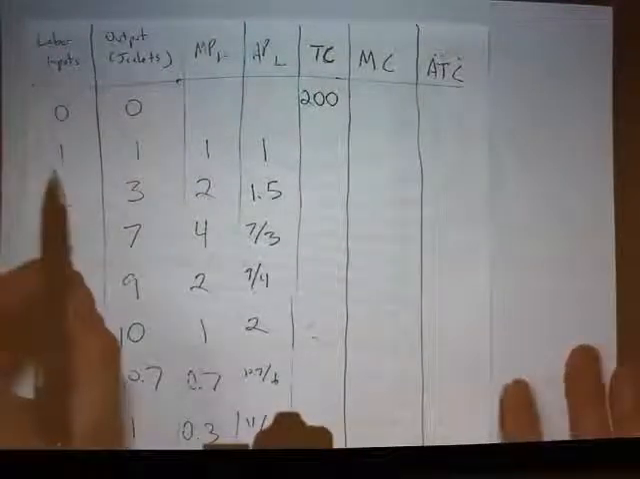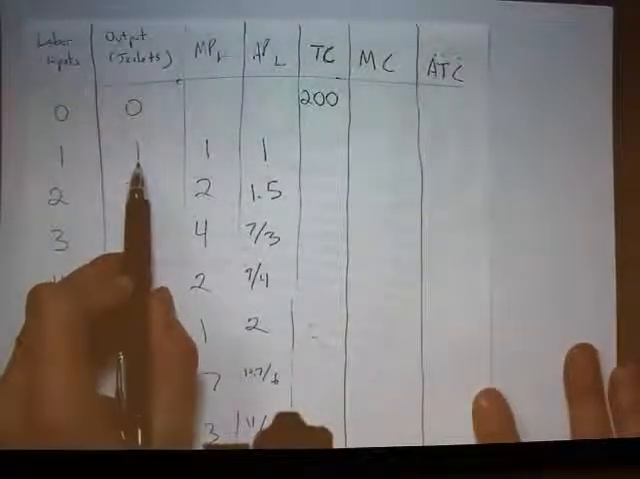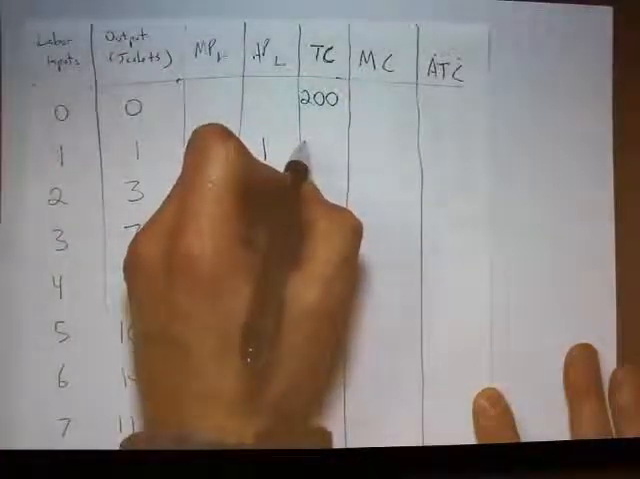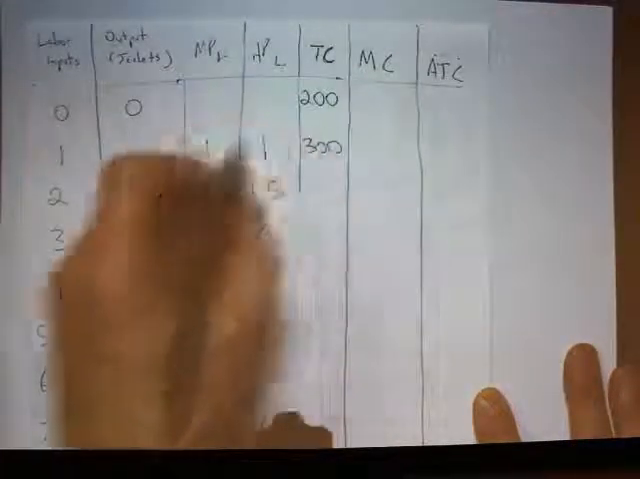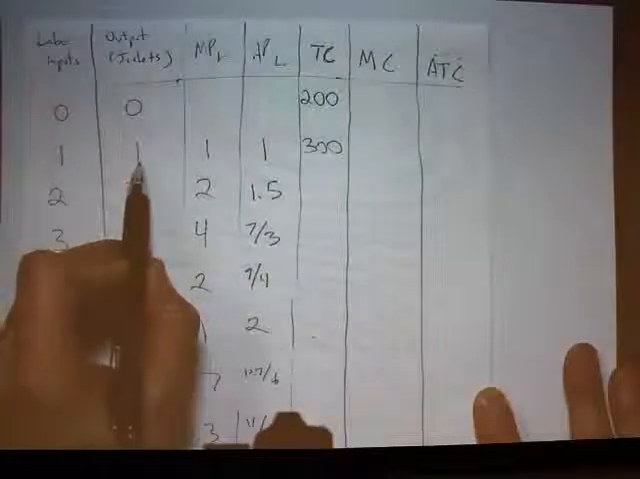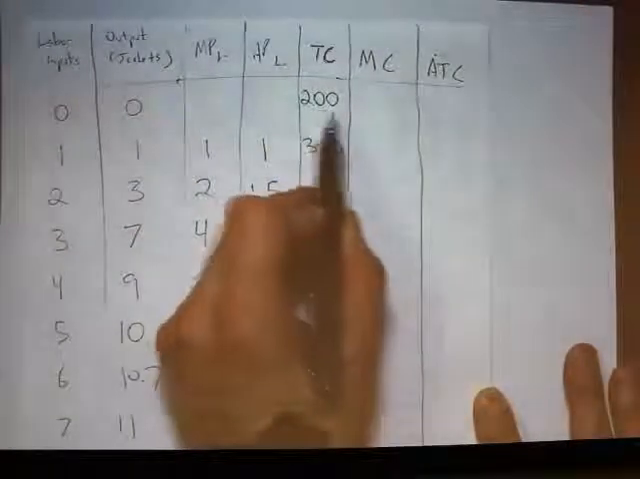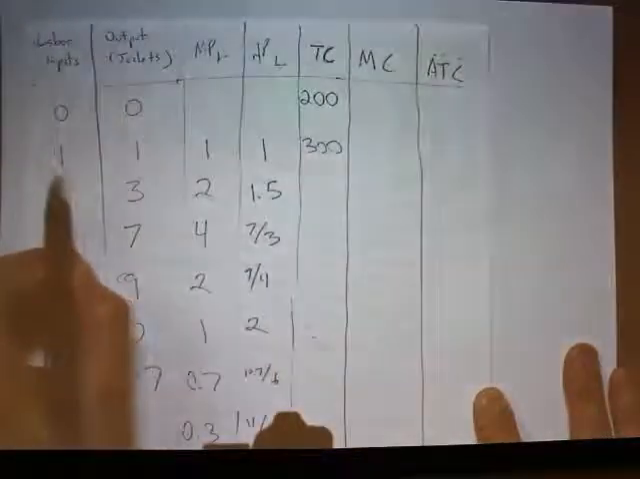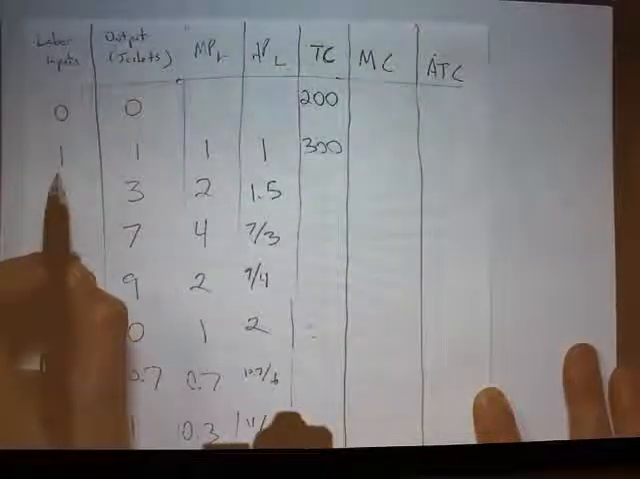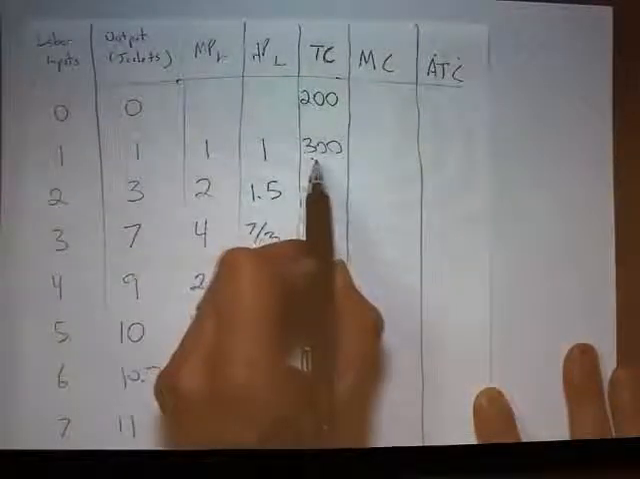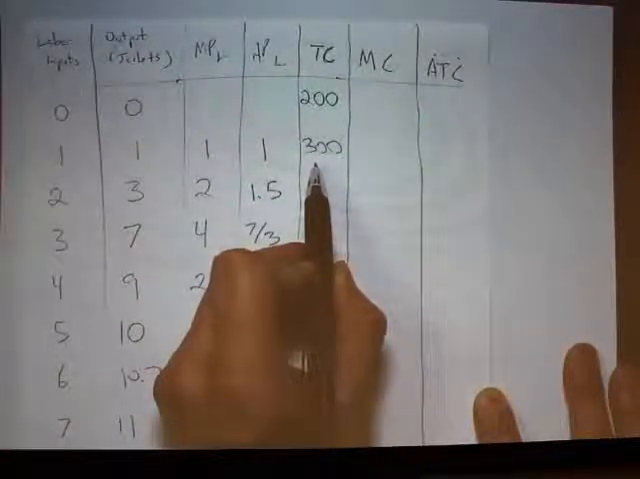Now what about when you produce 1 unit of output? Total costs are 300. Why? Because to produce 1 unit of output, not only do you have to pay for your fixed costs of 200, but you also have to pay for your 1 worker, and that costs 100. So total costs of producing 1 unit of output are 300.